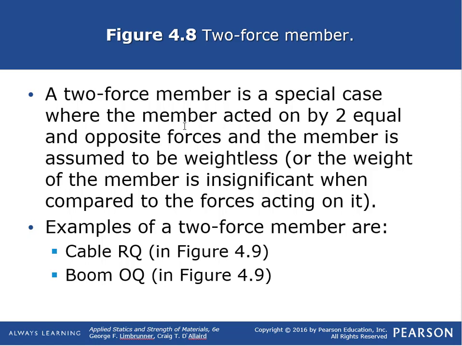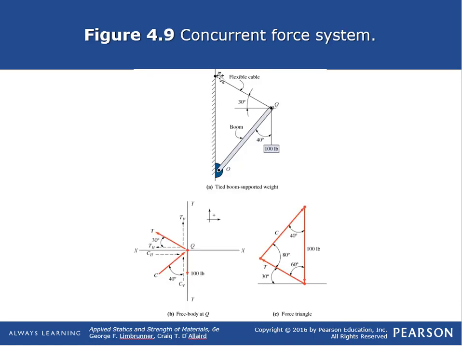Examples of a two-force member, looking at the next slide here, would be the cable RQ. We have this flexible cable here. We know a cable, a rope, etc. can only handle tension, so we have the tension in the cable. That is a two-force member. And then this here is a boom. It can handle tension and compression. We're going to assume that the forces due to this weight here are more significant than the weight of the actual boom itself. Once we make that assumption and call the boom a two-force member, it helps to simplify how we solve the problem.